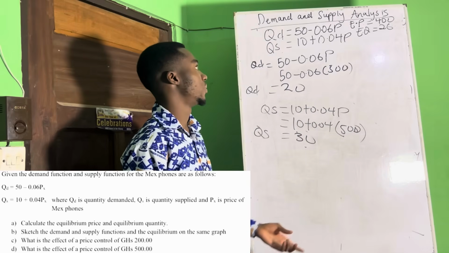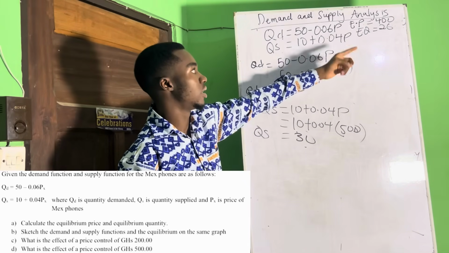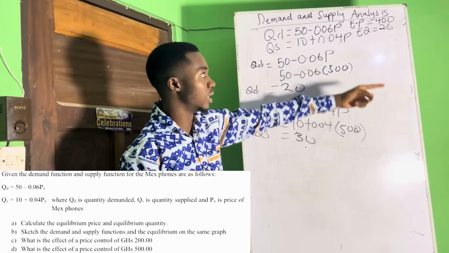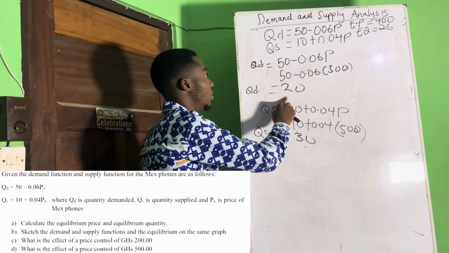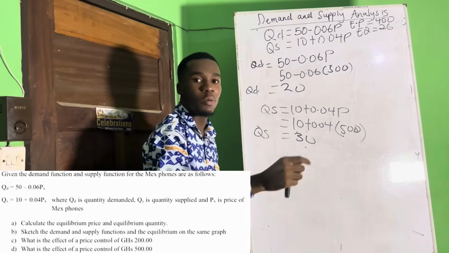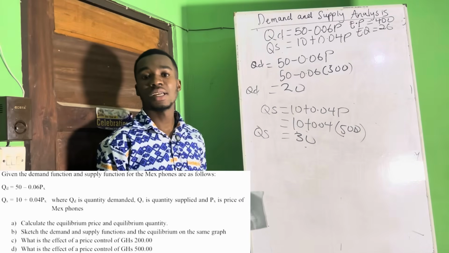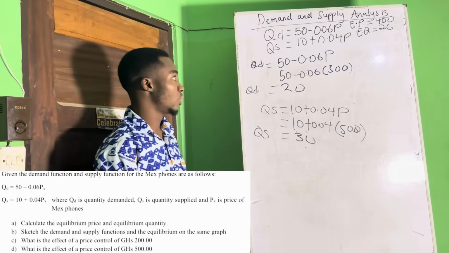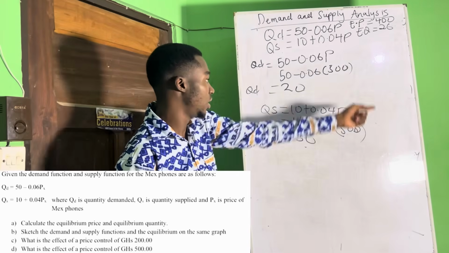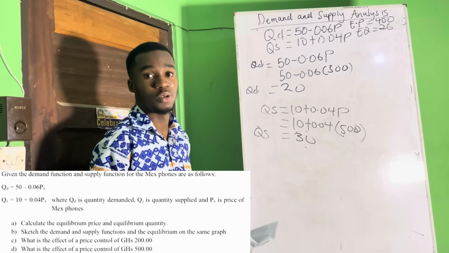So what does this mean? It means at first when the price was 400 cedis, people were buying 26 of them. But now that it has increased from 400 to 500, people are only buying 20. So it has reduced from 26 to 20. But when the price increased, the producers are happy because they'll make more profit, so they are producing more. Instead of 26 that they were producing, they decided to produce more so that they'll make more profit.